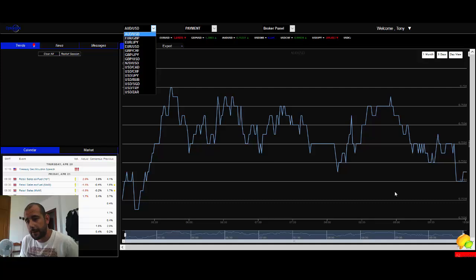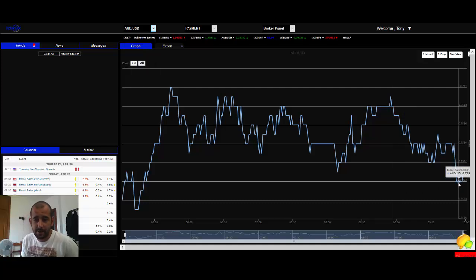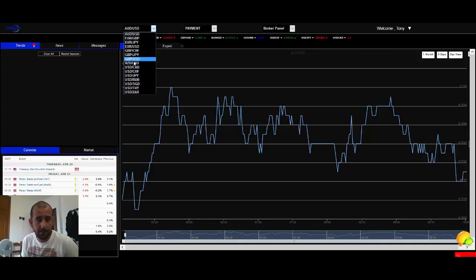It's actually just frozen. There we go. So as we can see now, actually this does look like it's just clicked this new support line here. It's just coming back up. Is that New Zealand dollar coming back up?